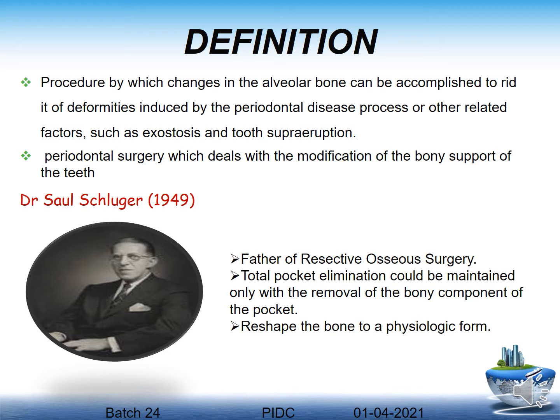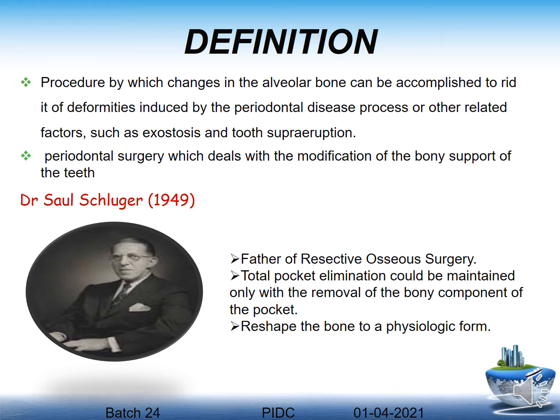By definition, osseous resective surgery is a procedure by which changes in the alveolar bone can be accomplished to get rid of its deformities induced by the periodontal disease process or other related factors such as exostosis or tooth prior eruption. Periodontal surgery, which deals with the modification of the bony support of the teeth, is known as resective osseous surgery.